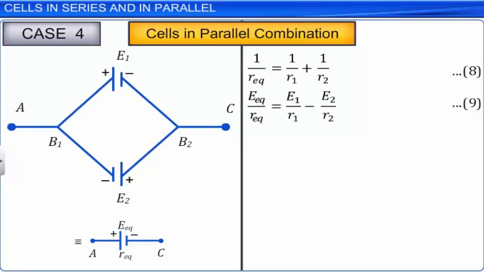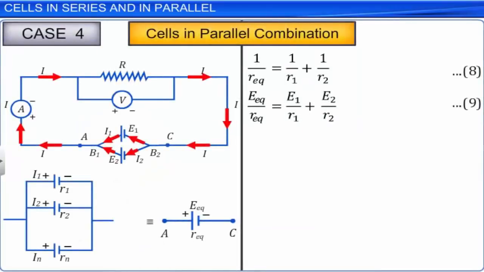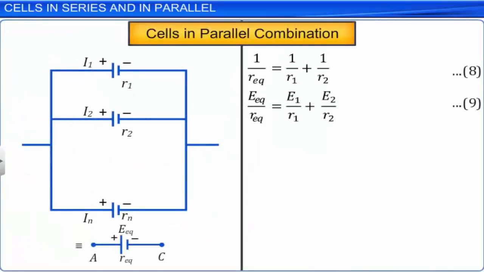Equations 8 and 9 can be extended when n cells of EMF E1 to En with internal resistances R1 to Rn are connected in parallel combination. They can be replaced with a single cell of EMF EEQ and internal resistance REQ. We can write 1 by REQ is equal to 1 by R1 plus 1 by R2 plus and so on up to 1 by Rn. EEQ by REQ is equal to E1 by R1 plus E2 by R2 plus and so on up to En by Rn.